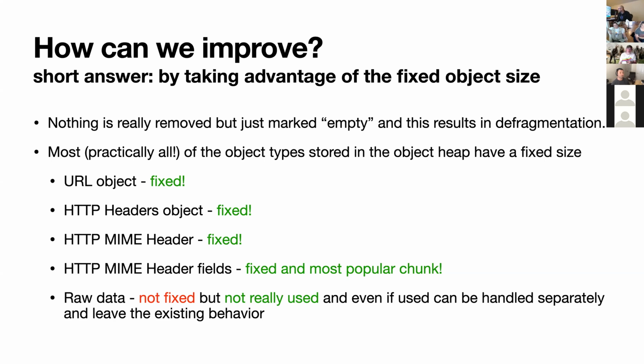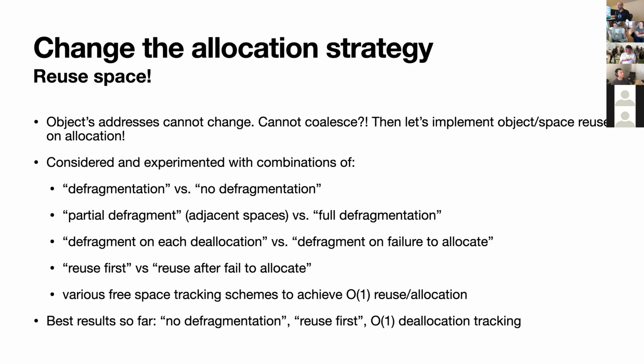So I thought if we somehow take advantage of that, we won't be losing memory. We can actually reuse. The only exception is that the raw data is not fixed size. It can be any size, but since we don't use it, and we can have the code work with that too, I think that will not be a problem. So I decided to try to change the allocation strategy to reuse old, already deleted blocks in the object heap.